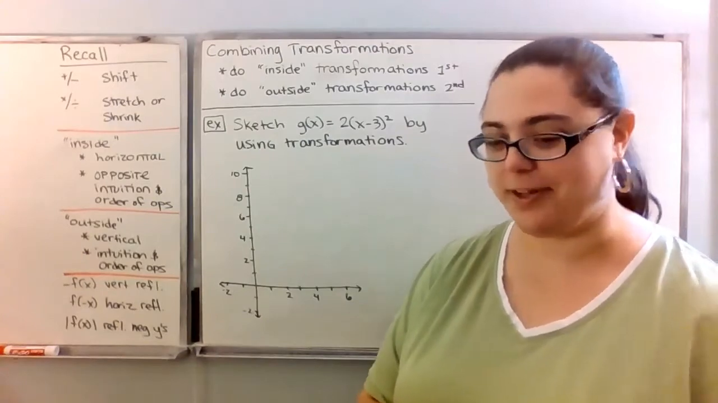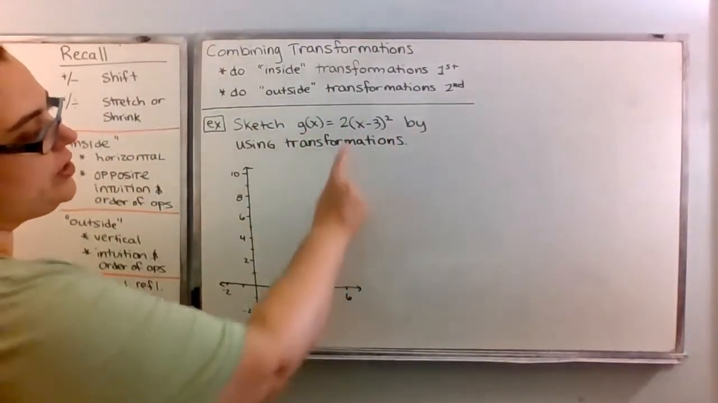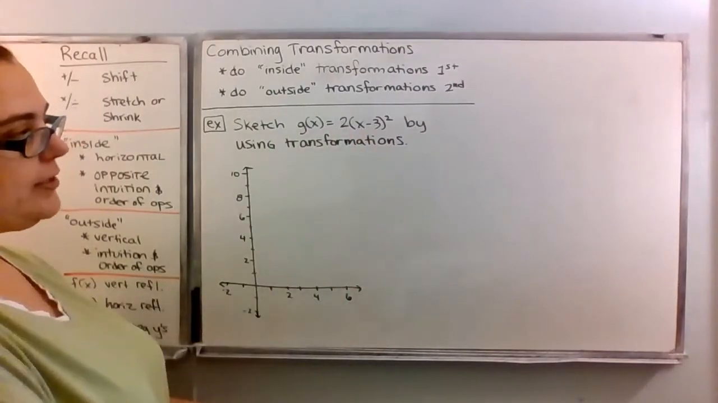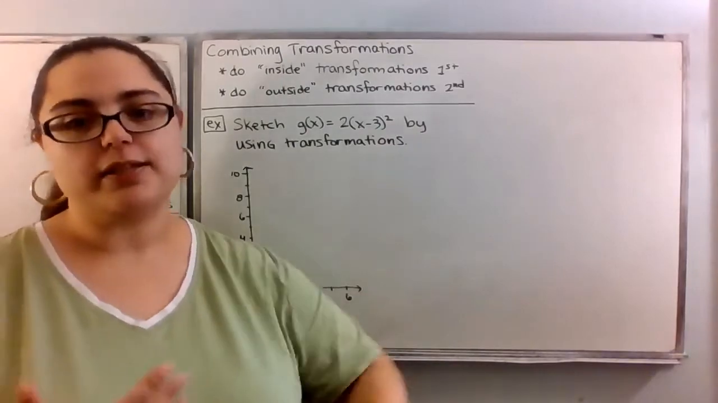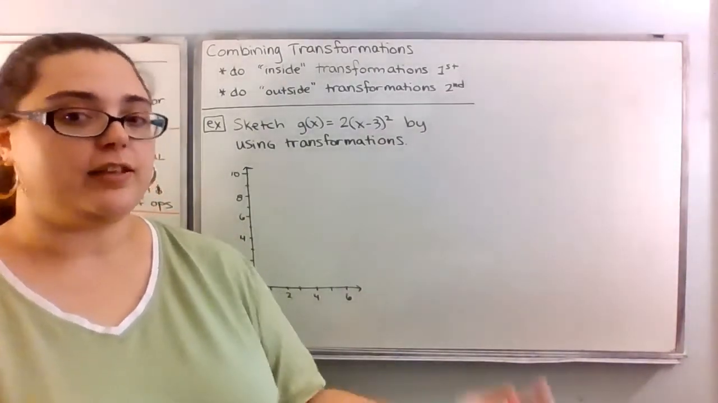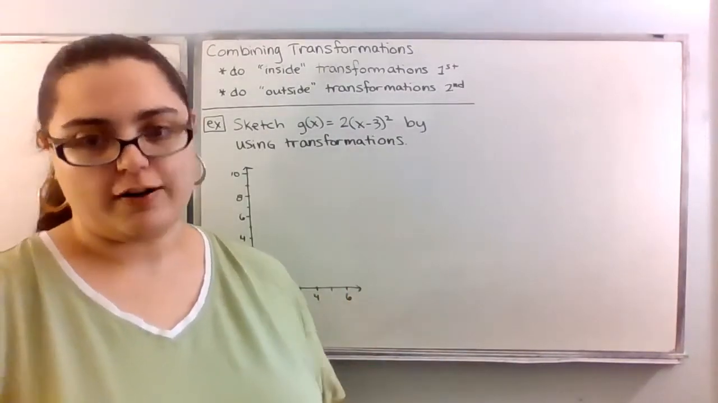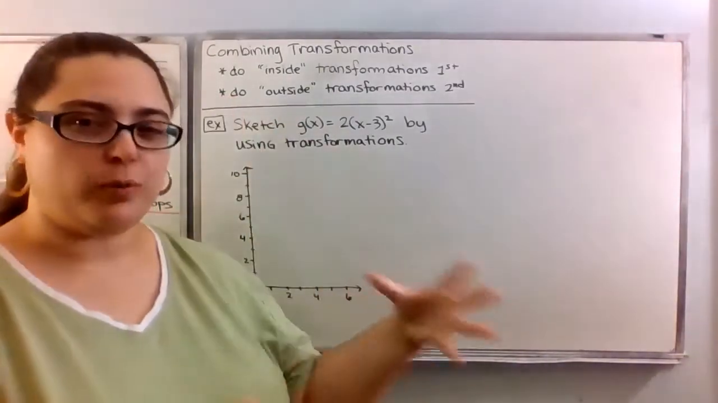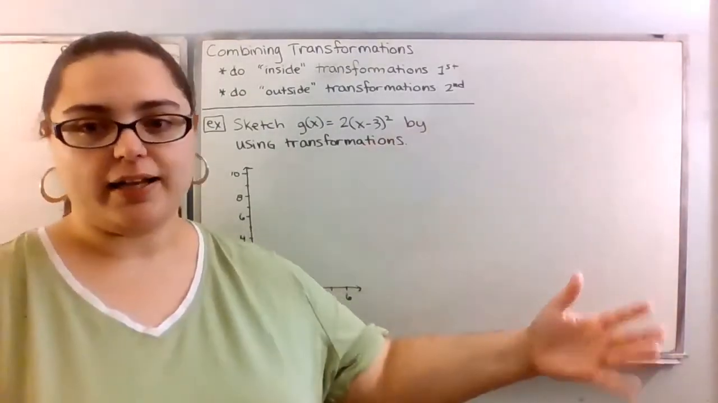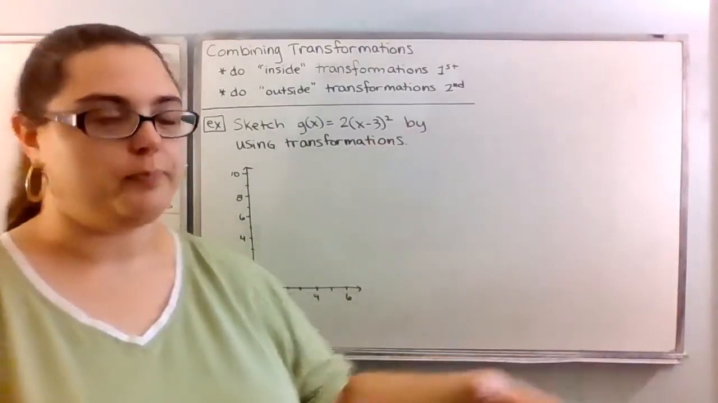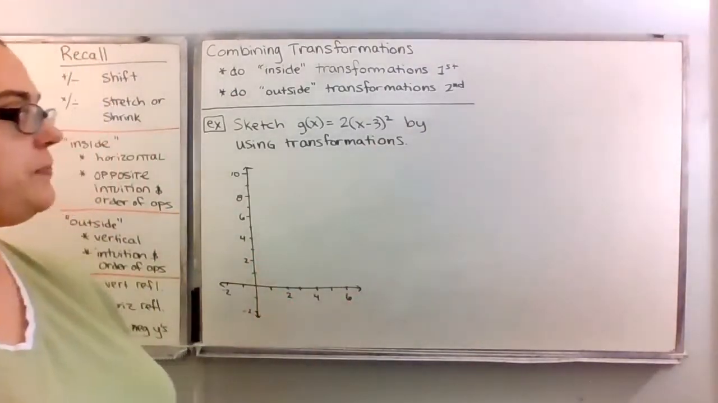Ready? All right, here we go. So for the first example, we're going to sketch g of x, which is 2 times x minus 3 quantity squared, by using transformations. So in this case, we would need to see some kind of work to indicate that transformations were used and not just a table of points or a graphing calculator. Remember, we're building up skills and techniques that are going to help us with more complicated functions than just the squaring function in the future. So we want to make sure we're practicing those on familiar looking functions.